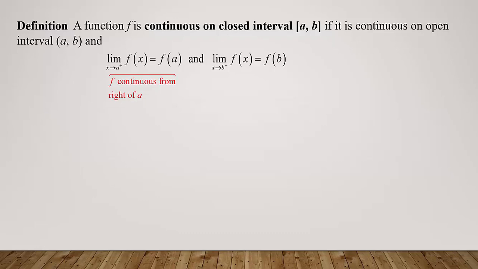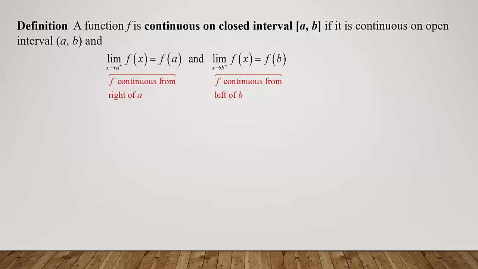The limit as x approaches a from the right side of f of x equals f of a. Some people will say that means f is continuous from the right at a, whereas the limit as x approaches b from the left side of f of x equals f of b, people will tend to say that means the function is continuous from the left at b.